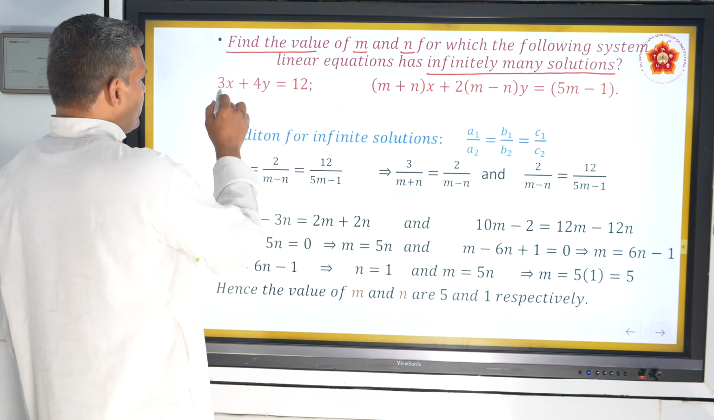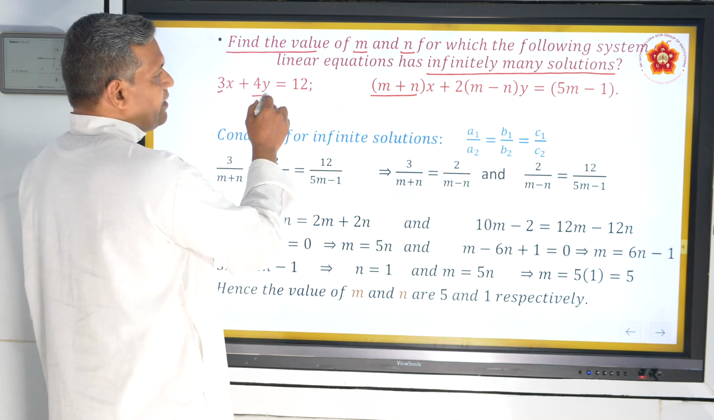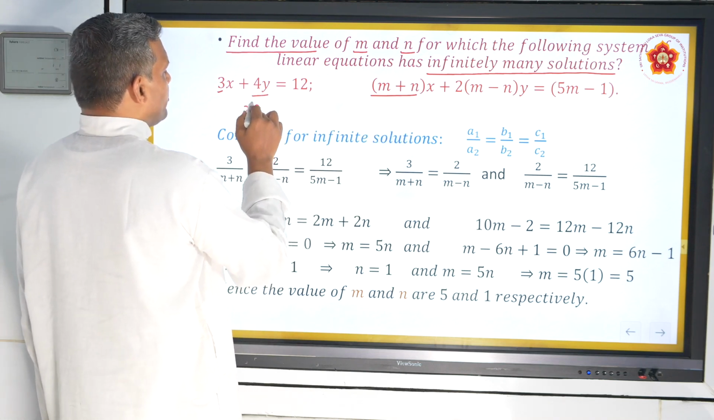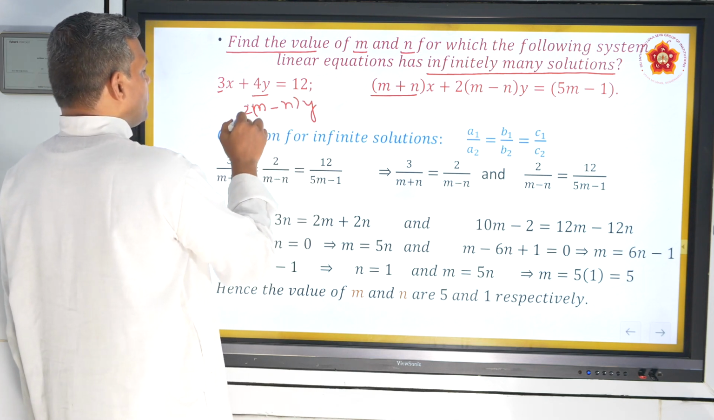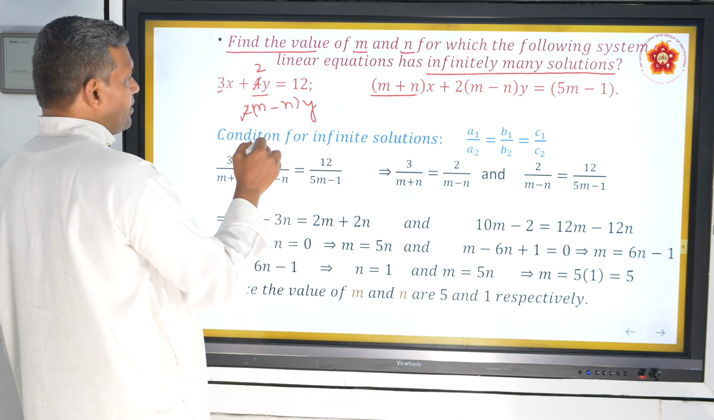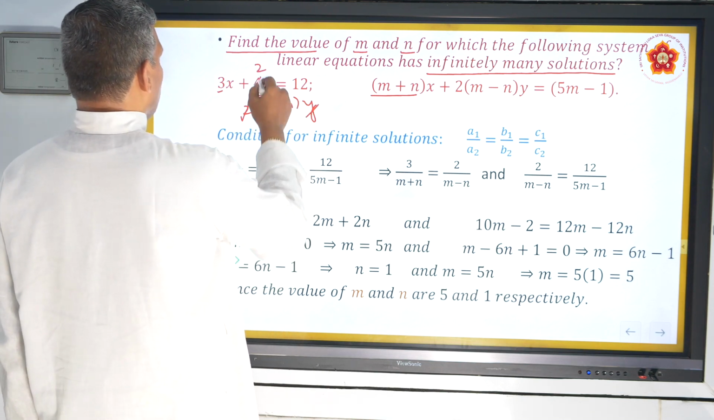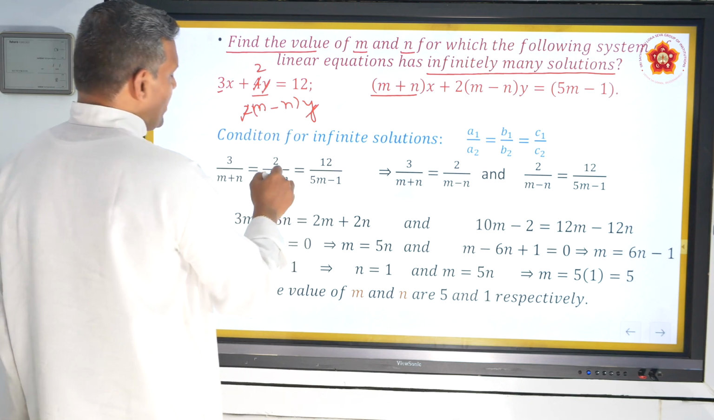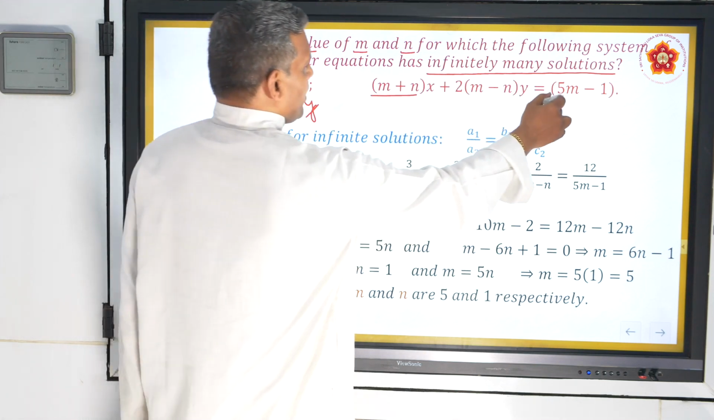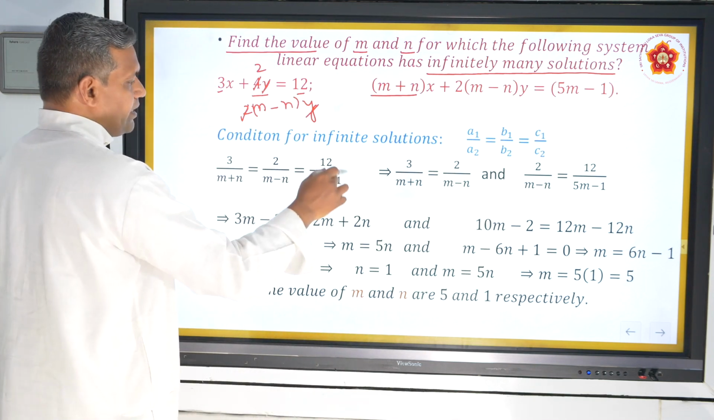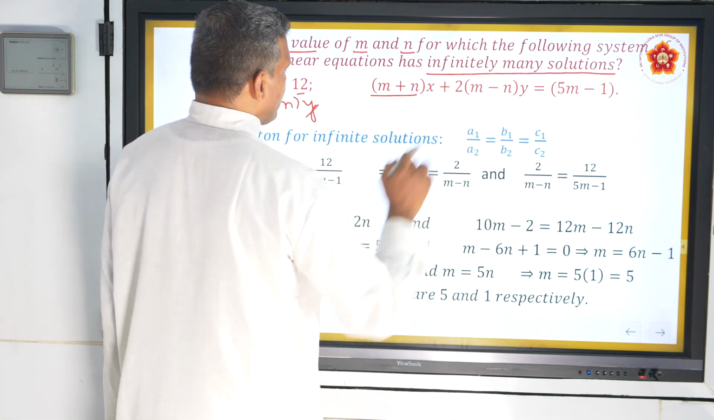So, a1 by a2 is 3 by m plus n and b1 by b2 here is 4y by 2 times m minus n into y. So, what happens here? 2 ones are 2, 2 twos are 4. So, y also cancels. Then what you got? 2 by m minus n is equals to 12 by 5m minus 1. So, 12 divided by 5m minus 1. So, this is equivalent to a1 by a2 is equals to b1 by b2 is equals to c1 by c2.